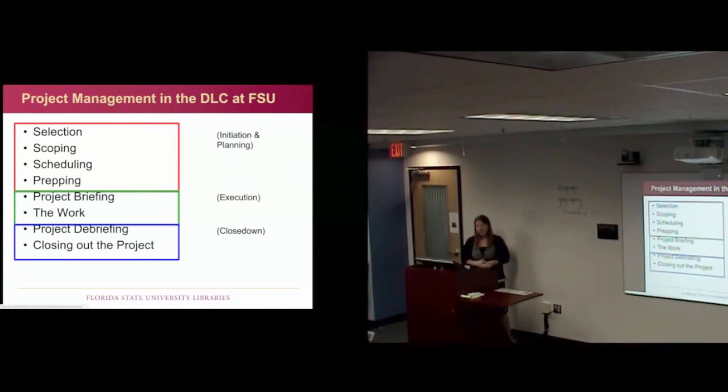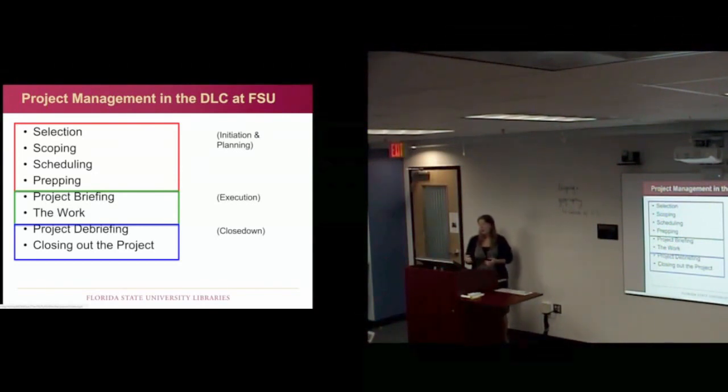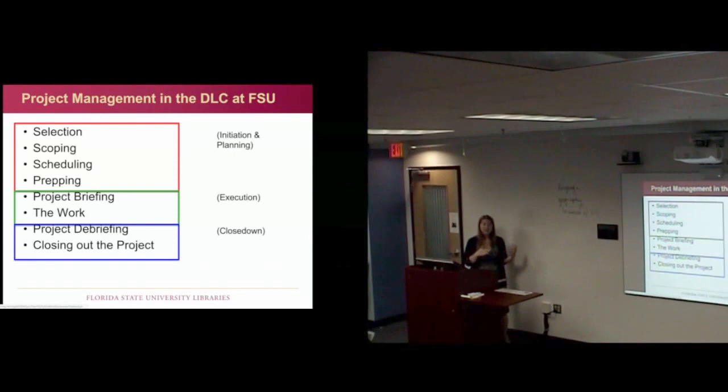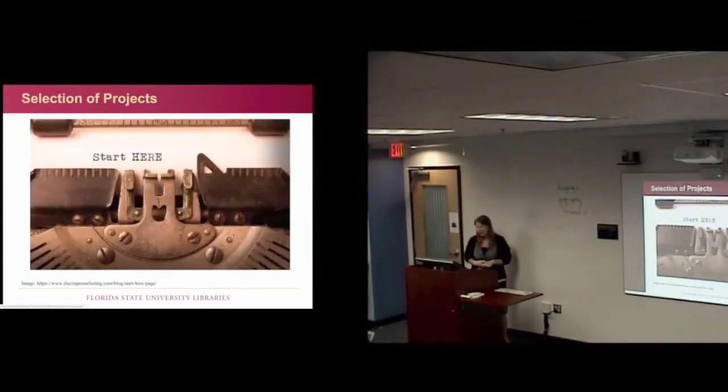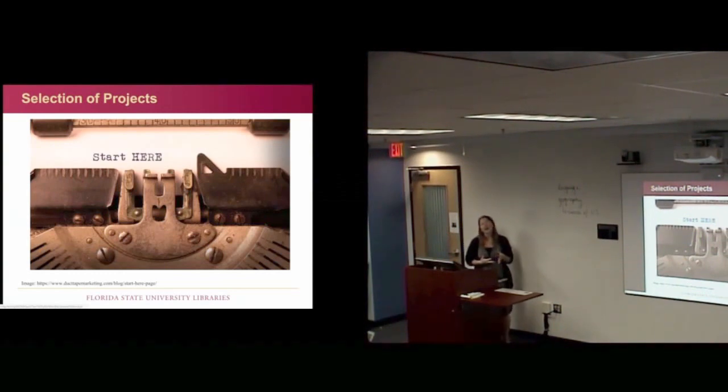This is what these stages break down into in the DLC. We actually lump initiation and planning together for our purposes, and in that stage we do selection, scoping, scheduling, and prepping. Then we go into the execution stage where we do a project briefing and then the actual work of the project. And then we go into what's called the close down, where we have a project debriefing and we close up the project. So now I'm going to talk you through all of these different tasks that are part of these stages. And the first one is selection of your project.